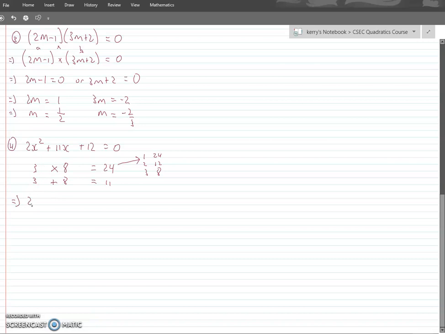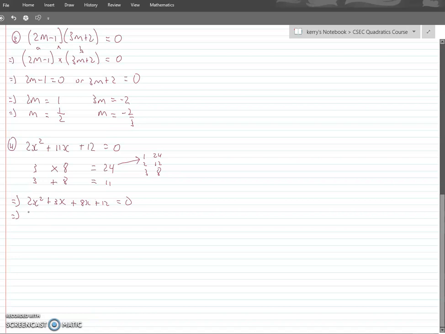Good? So now you get 2x squared. It doesn't matter which number you put first. You can put the 8 first or the 3 first. I'll stick with the 3. 2x squared plus 3x plus 8x plus 12. Now, in this case, you have equal to 0. So in every line, you put equal to 0 again. When we were just factorizing alone, it had no equal to 0. So don't magically bring equal to 0 unless it starts off with that.